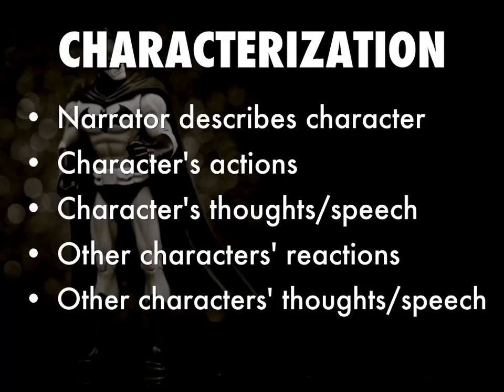So, you already know that there are many ways that an author uses characterization, such as the narrator describing the character's actions, the character's thoughts and speech, other characters' reactions to that character, and other characters' thoughts and speech regarding that character. However, one more thing we need to point out is that you can group these types of characterizations into two categories. The two categories in which you can group them are direct and indirect characterization.